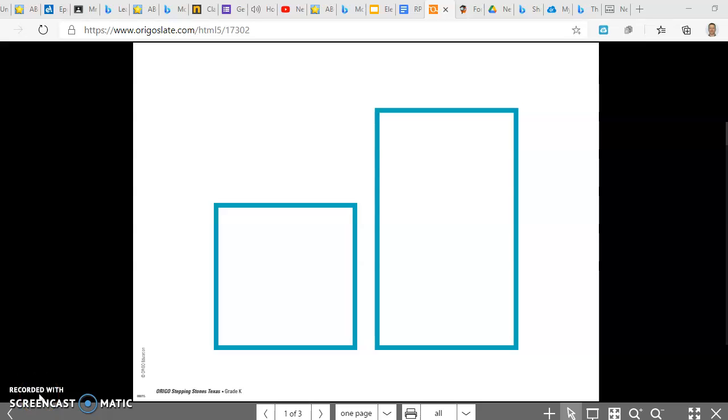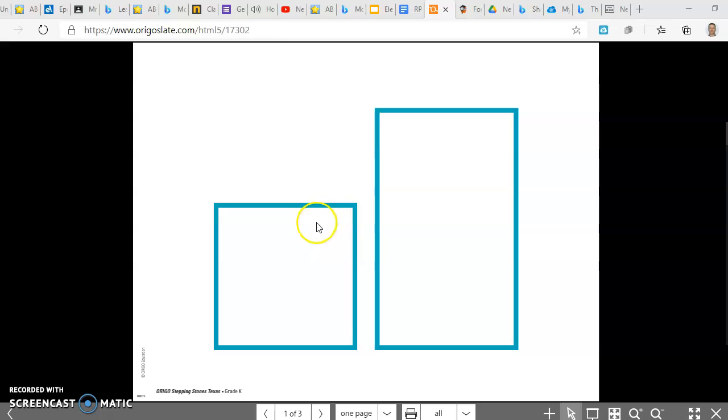Now today I'm really excited. I want to share with you some secret knowledge about rectangles. Now what do you see right here? Do you see one square and one rectangle? Well, I'm here to tell you that these are actually both rectangles. Can you believe that? Now let me explain.